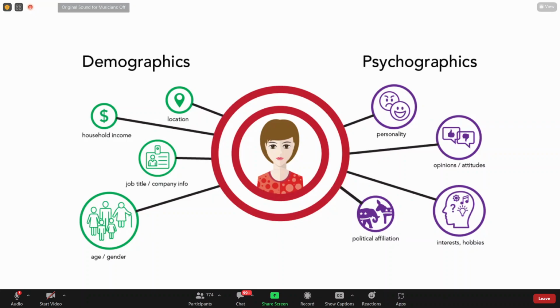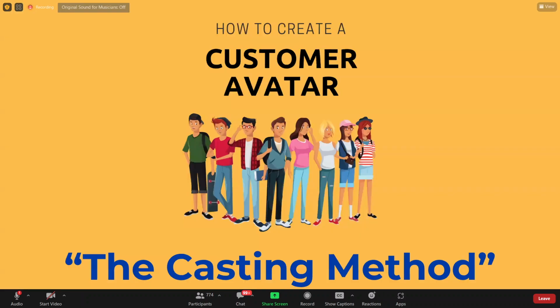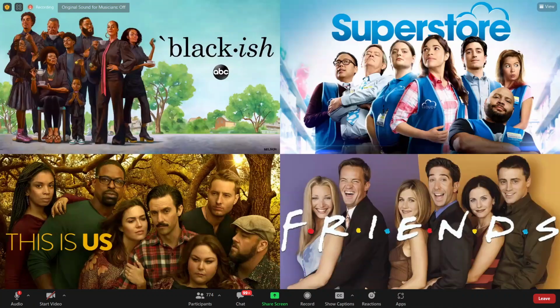And the first is something that I call the casting method. And the way it works is that you need to think of a character from a popular television show or movie that will be the archetype for your ideal customers. And this works because a big part of the reason why so many people watch these shows and movies is that they find the characters relatable. So you can trust that they're a good shortcut to describing your ideal customer because there are a lot of people like that.